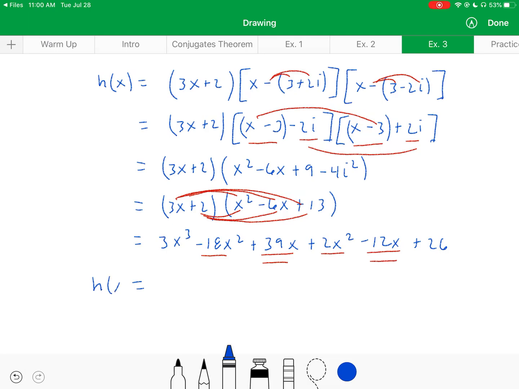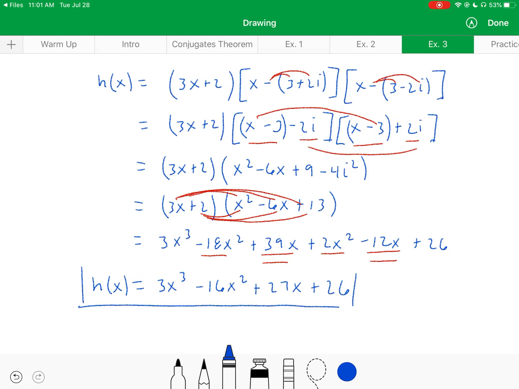And in the end, we'll say h of x is equal to 3x cubed minus 16x squared plus 27x plus 26. Notice the degree of that function is 3 to match the fact that the function we knew had 3 zeros from the beginning. Okay?